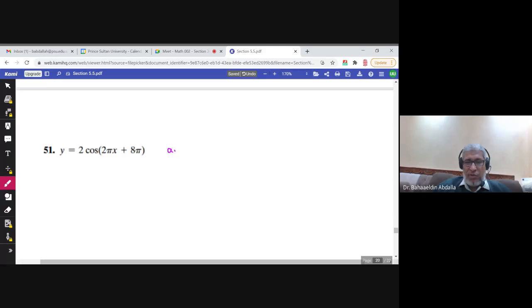What is the amplitude? The amplitude is the absolute value of A, which is 2, so the amplitude is 2. What is the period? The period is 2 pi over 2 pi, and it would be 1. So the period is 1. So period over 4 is just 1 over 4. So this is my increment.